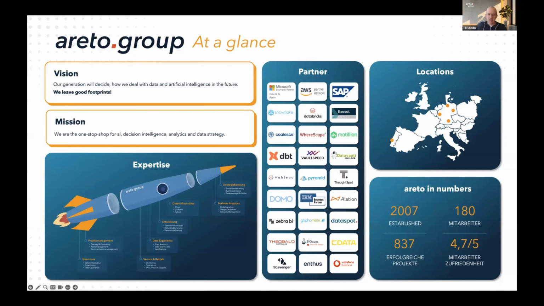Before we get into substance, let me take 30 seconds to introduce who we are at Areto. Areto Group was founded in 2007. We've been working in data and analytics for nearly 2 decades. Today, we are a team of roughly 180 people across 6 locations in Germany and Portugal, helping our customers make better decisions based on their data. Our mission is to be the one-stop shop for AI, decision intelligence, analytics, and data strategy. Our partner SAP more is what you see in action during today's demo.